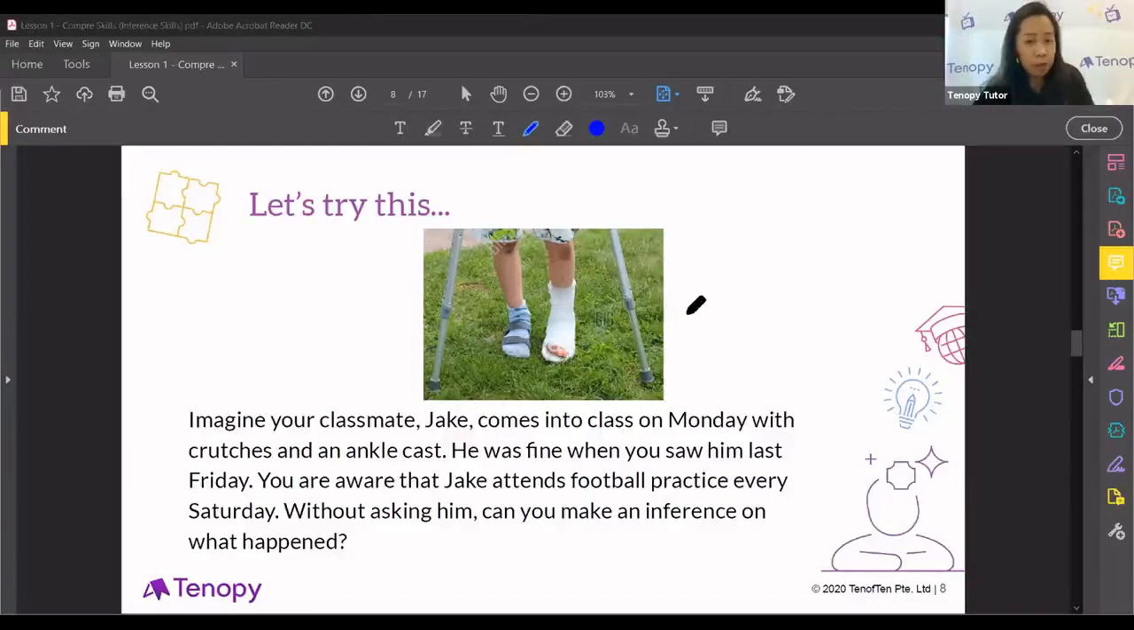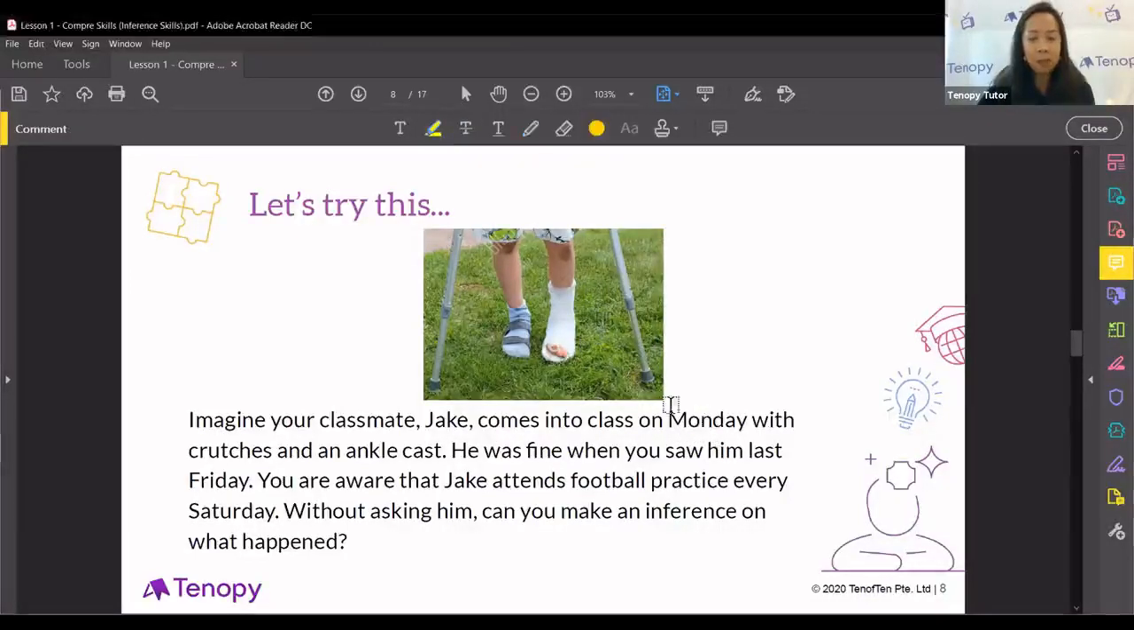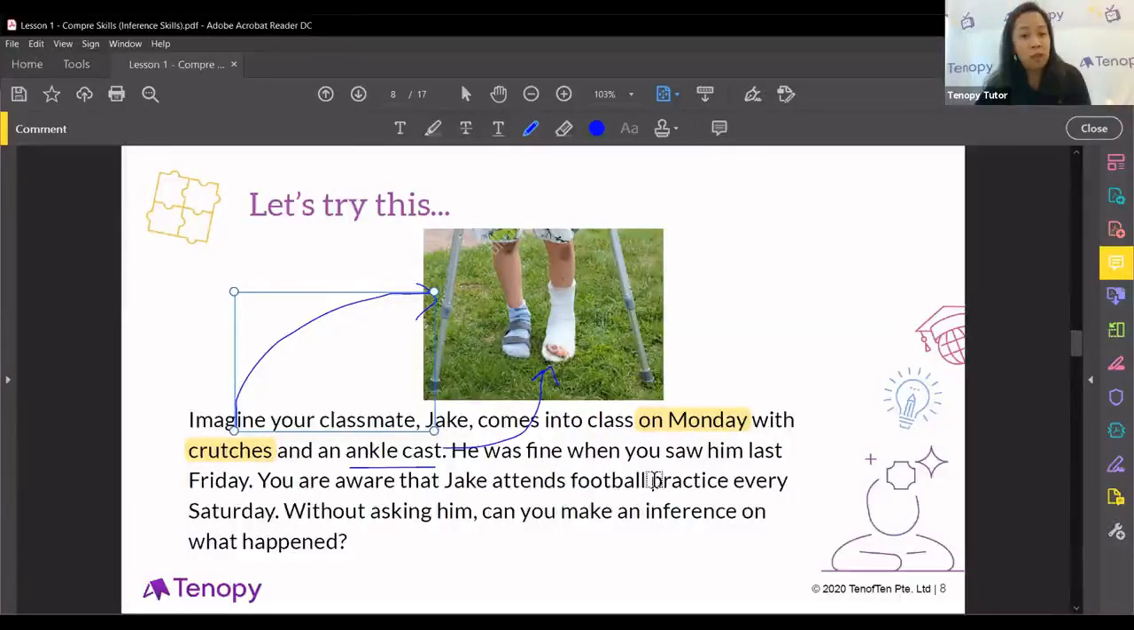Take a look at this picture right here. We see a boy in a cast and with crutches. So imagine your classmate Jake comes into class on Monday. I'm going to highlight some important things here. Okay, comes into class on Monday with crutches and an ankle cast. Okay, so crutches are these walking stick thingies here. Okay, these are crutches and an ankle cast, which is this thing right here. Okay, he was fine when you saw him last Friday. You are aware that Jake attends football practice every Saturday.